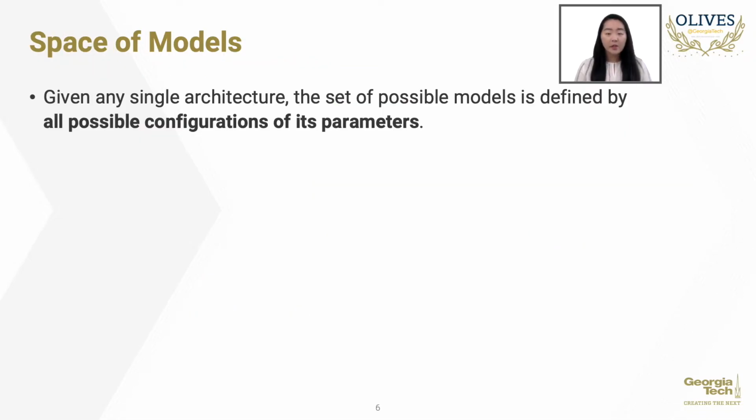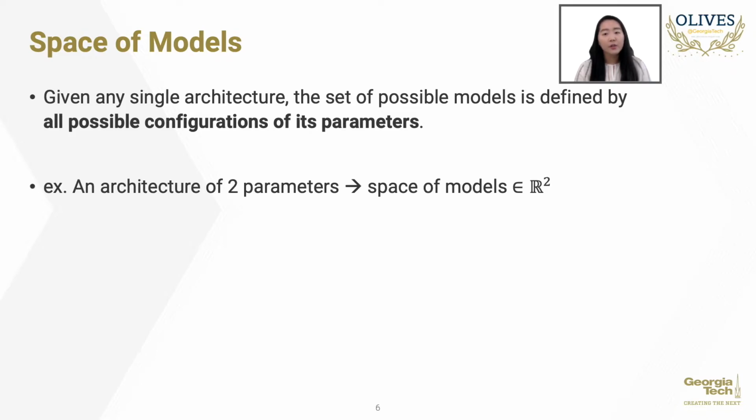Let us define some terms to start with. Given any single architecture, the set of possible models is defined by all possible configurations of its parameters. So the space where the set of models is defined, we'll call it the space of models. So for example, if an architecture has two parameters, its space of models would be two-dimensional.